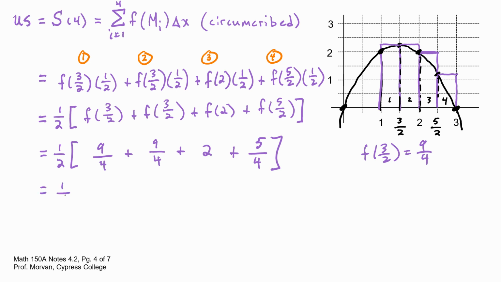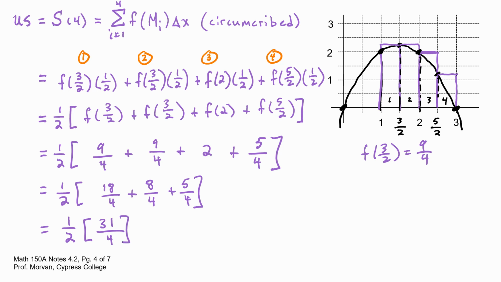We have a common denominator of 4. So from these two, we already have 18/4 plus, we would write 2 as 8/4 plus 5/4. This is going to be 1/2 times 18 plus 8 is 26 plus 5 is 31/4. So we get that the upper sum is equal to 31/8.